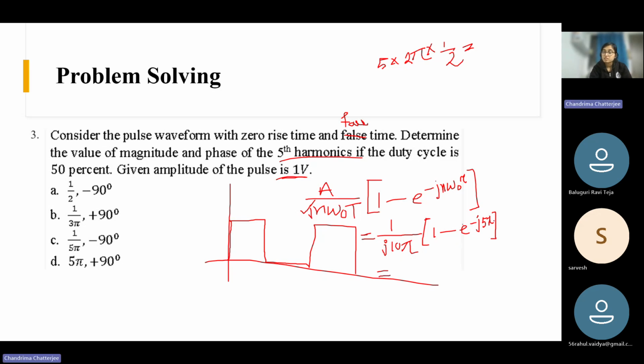Now cos 5 pi will be minus 1 and sin 5 pi is 0. That gives us 2 by j 10 pi. Finally, we get 1 by 5 pi, and what is the angle? Minus 90 degree, because j is in the denominator, that is minus 90-degree phase. So you can generalize this. I think in the lecture slides also you will get that for this kind of waveform, the odd harmonics are like this: 1 by 5 pi for fifth harmonic, then for seventh harmonic 1 by 7 pi, like this. And the phase is always minus 90 degree. Just check the slides once. I think it is already given. Is it clear?